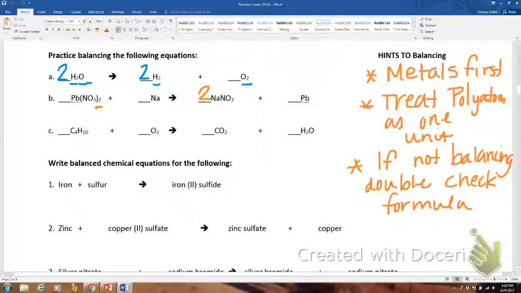So when I did that, I balanced my nitrates, but that made my sodium not be balanced, so I'm going to just need to put a 2 right here, and now it's balanced. Okay? So now let's look at this next one, which is a combustion.